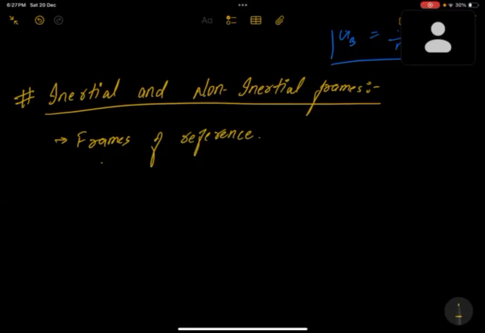To describe motion, we need an observer, a reference frame. To describe any motion, we need two things.